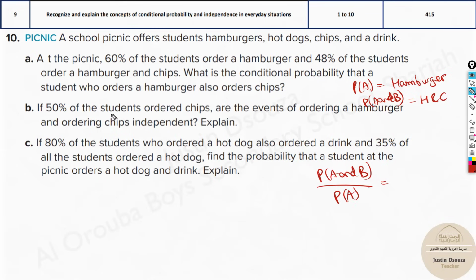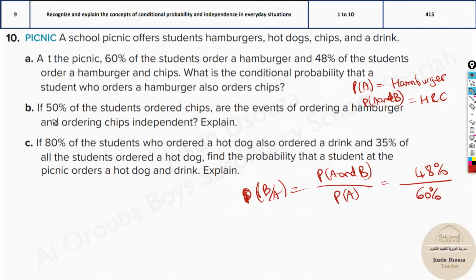Now let's see whether we have all the details given. Probability of A is 60%, the students who order a hamburger. Okay, 60% order a hamburger. And what is the other one? 48% of students order a hamburger and chips. B is the chips. That is what we need to find. Probability of B given A. This is the formula, and that is 48% given over here. So basically now, this is what it is. Just put it in the calculator and you will get the answer. You need a calculator for this. So let's just check the answer here, and we will do the others.